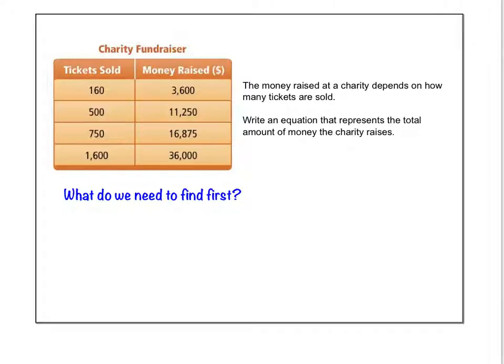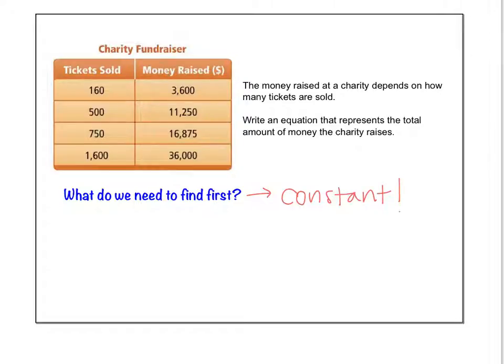So hopefully this table looks familiar because we talked about it when we were discussing how to find constants in a table. But just as a reminder, it says a charity fundraiser, the total money is calculated by how many tickets are sold. Write an equation that represents the total amount of money that the charity raises. So right now the main difference is I have a table of values instead of just directly given how much one ticket costs. So what we need to find first is the constant.